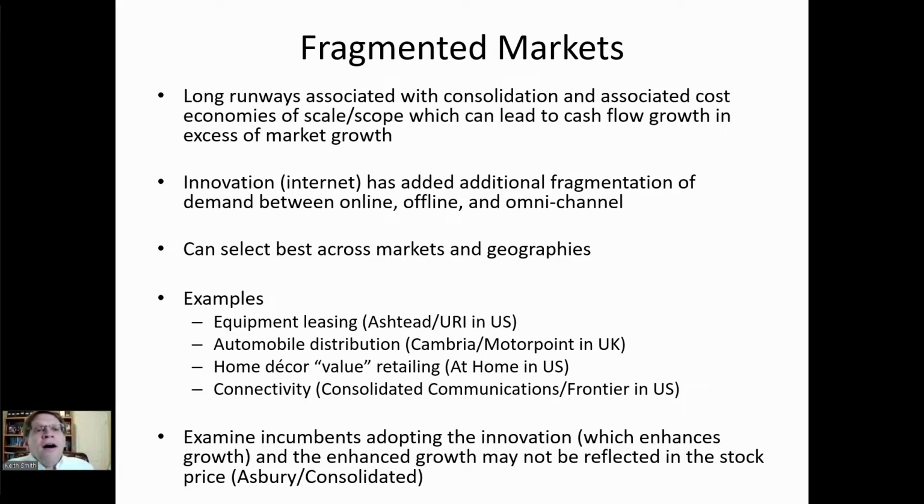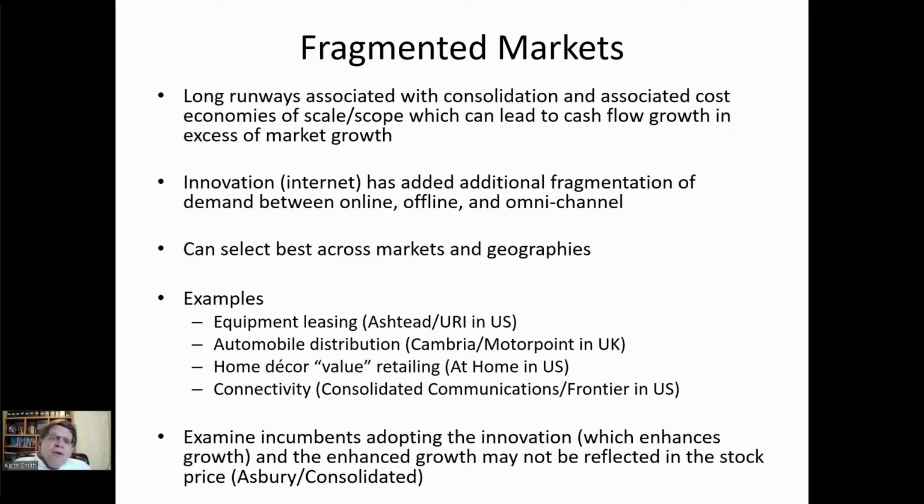So in terms of specific things that we're looking for, we're looking for these franchise firms in these fragmented markets. Fragmented markets really provide an opportunity in multiple ways, as the firm grows in a fragmented market, it can take advantage of economies of scale versus its competitors. And so fragmented markets can provide long runways associated with the consolidation and the associated cost economies of scale. The interesting thing is you can actually get cash flow growth in excess of market growth.